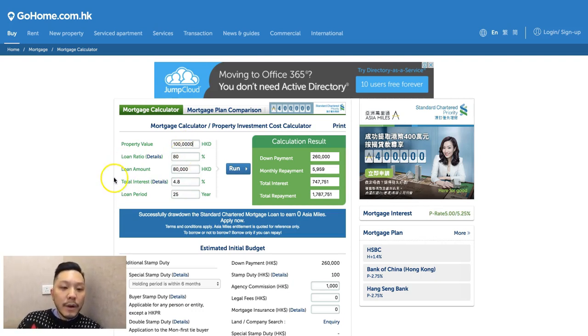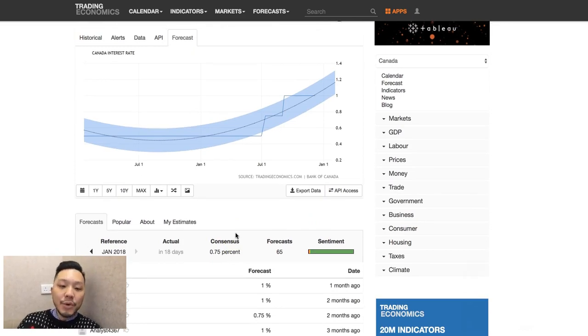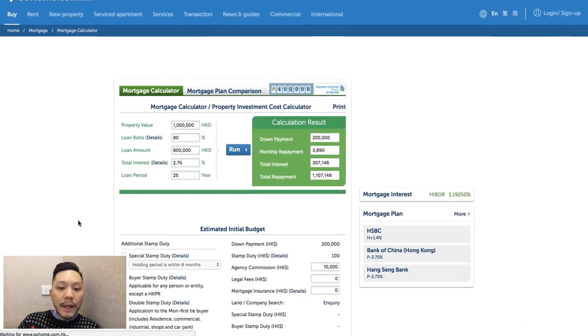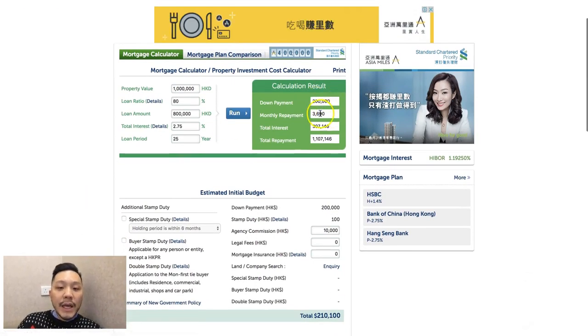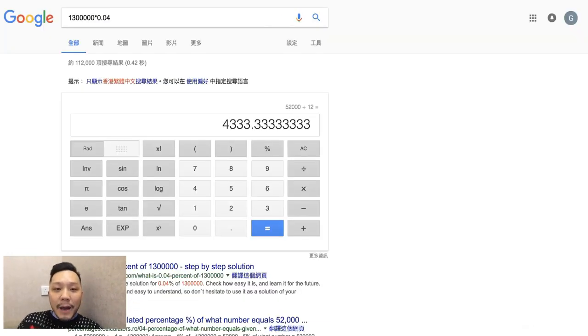1 million. Okay, 1 million. And then the interest rate, you look at the Canadian interest rate is 0.75, and then plus 1 or 2, the maximum you can say is 2.75. But I searched online, it's around 2.6, something like that. But I can plug in the worst case scenario for myself, and then 25 years, run. Okay, so that's $3,690 per month.